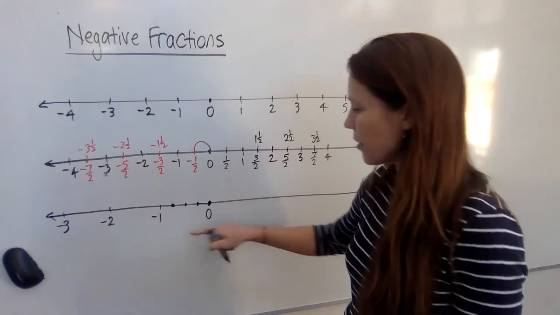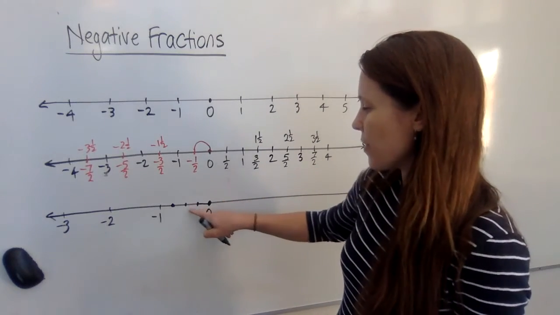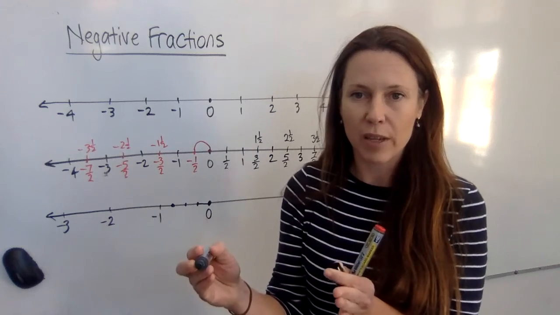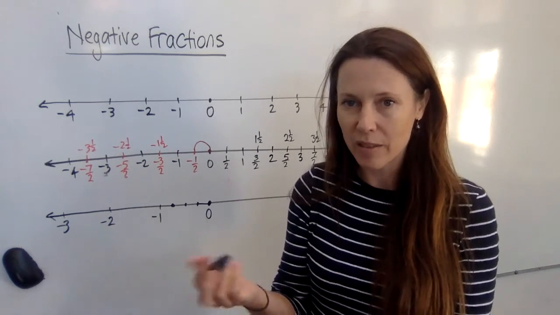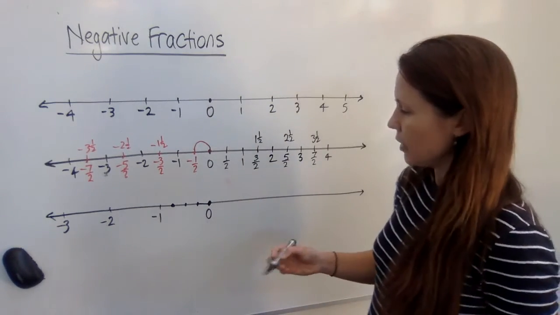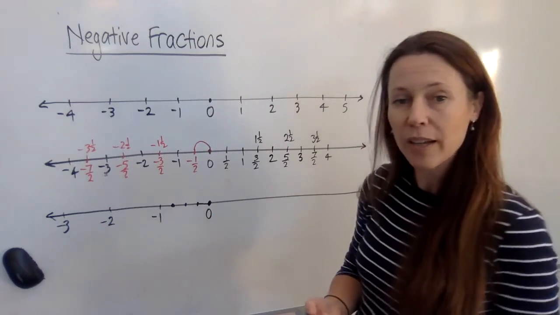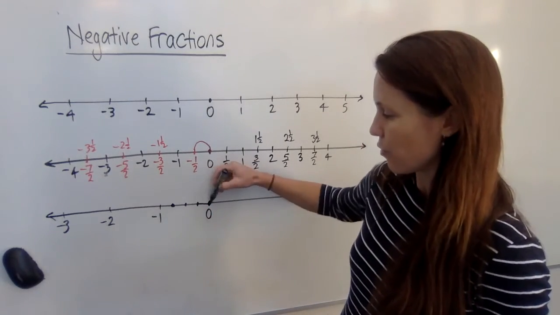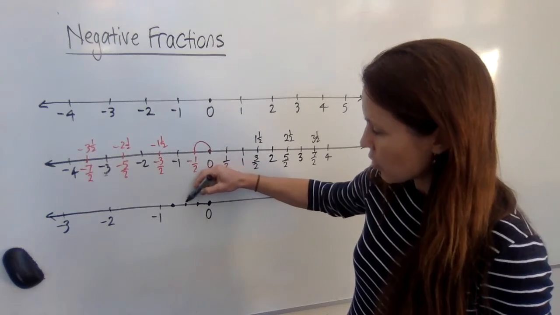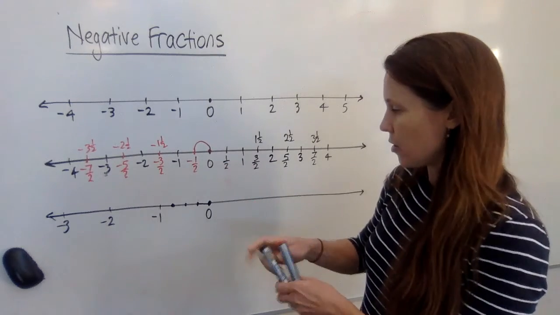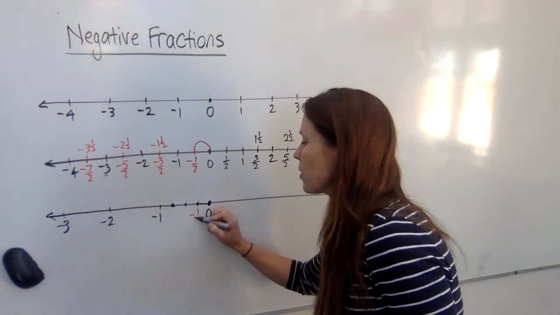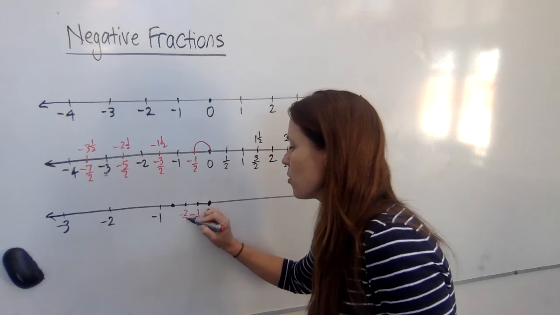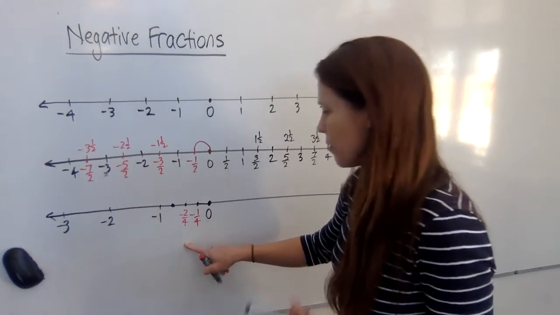Now if this is 0 and this is -1, we've divided this space up into 4 equal sized bits, so we must be dealing with quarters. So what's this one called? Well, how many quarters have you jumped down to from the 0? 1 quarter, 2 quarters, 3 quarters. So you could label them -1 quarter, -2 quarters, that's also called -1/2, isn't it?